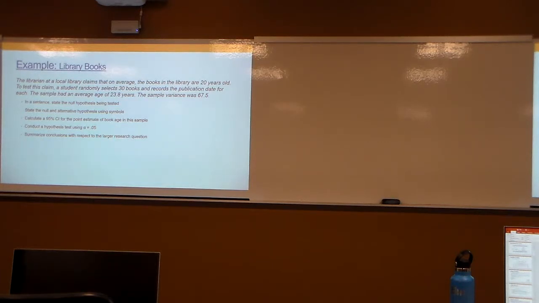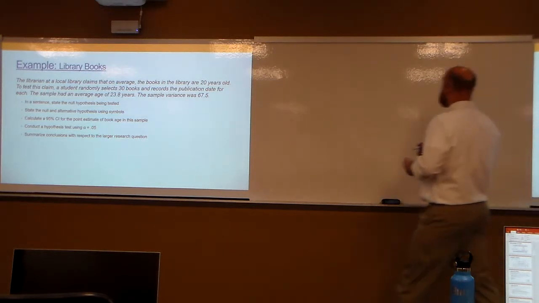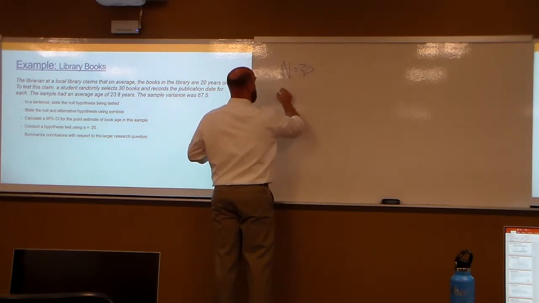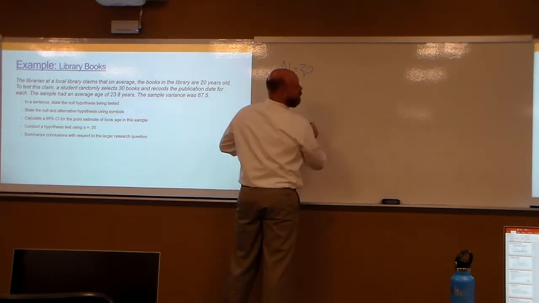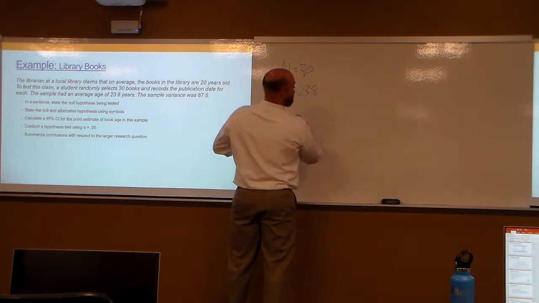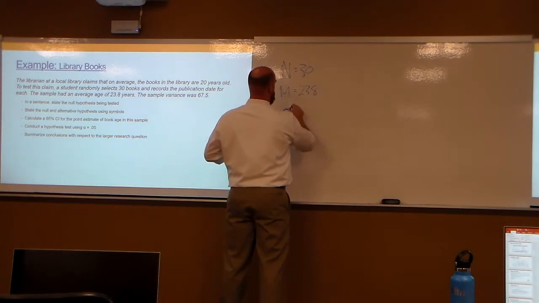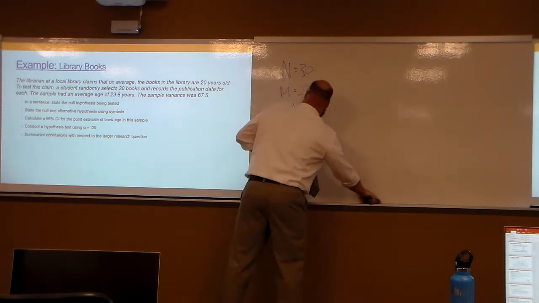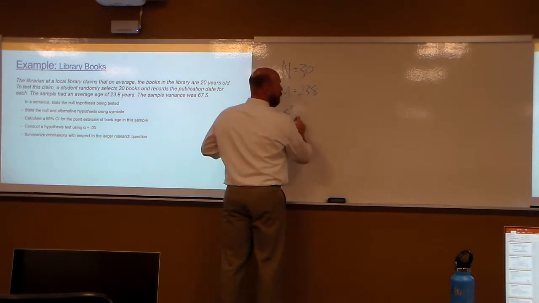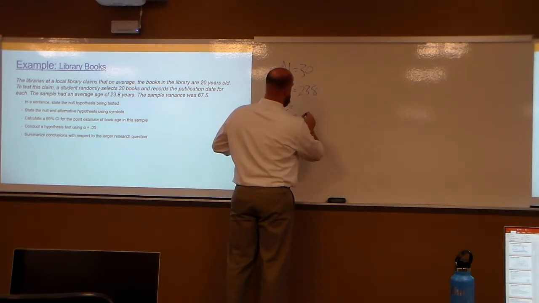What we're going to do here, jump to calculating the 95% confidence interval, the point estimate of our books, okay? So I've got 30 books, average age 23.8, and variance is 67.5.